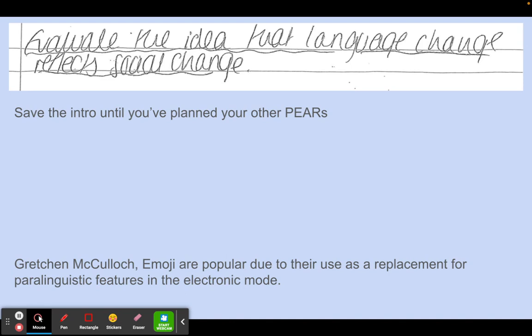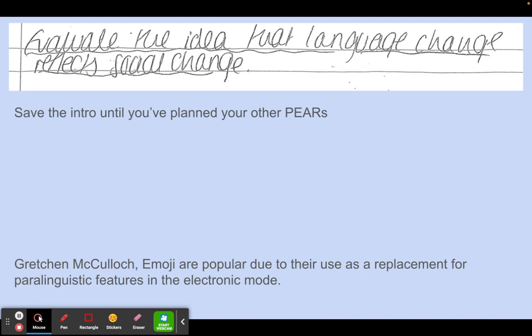You need to know where your essay is going so that you follow the correct kind of structure for your introduction. So park your intro for now. We're going to just focus on the paragraphs. Ignore the bit about Gretchen McCulloch at the bottom. We'll come to that in a moment.